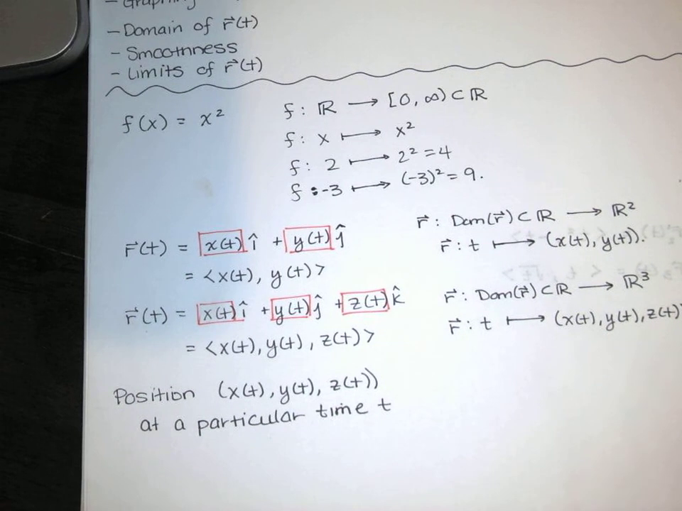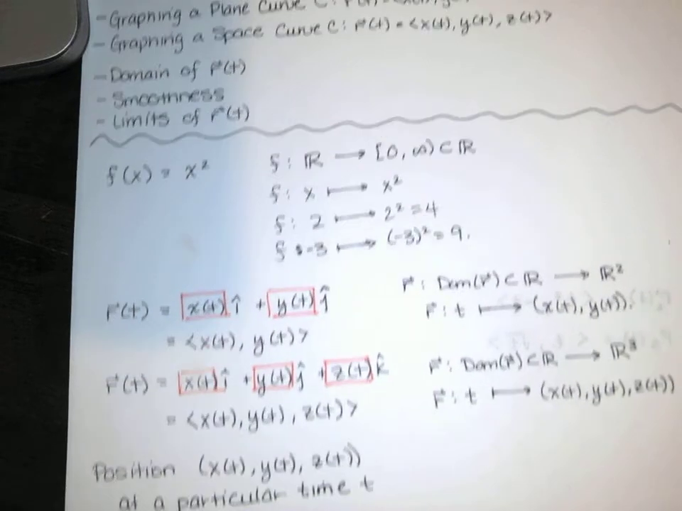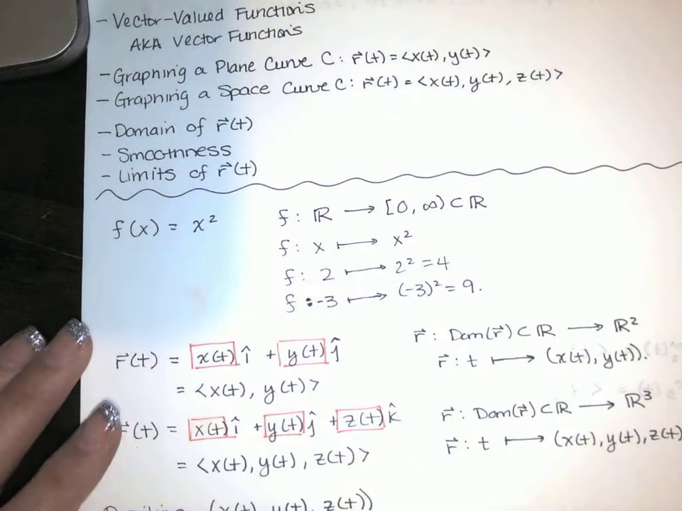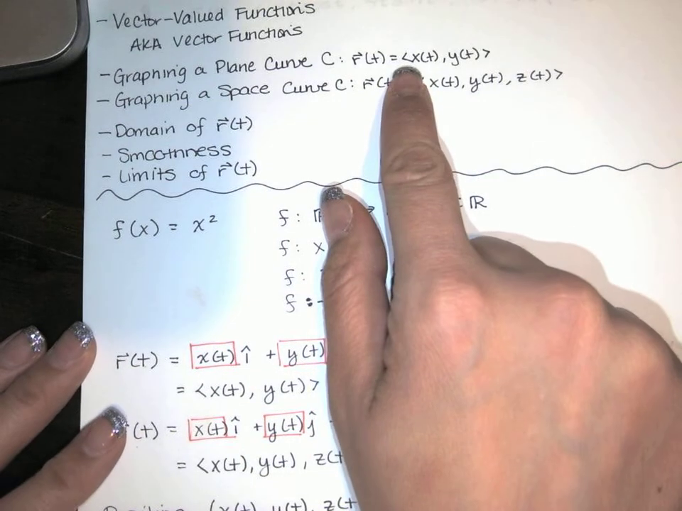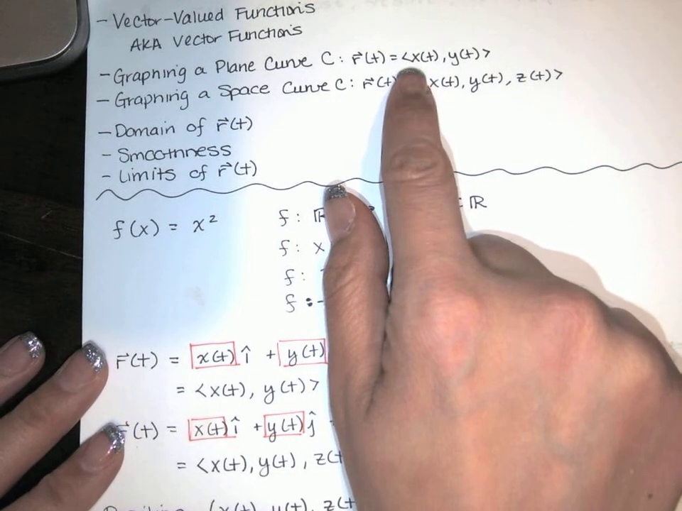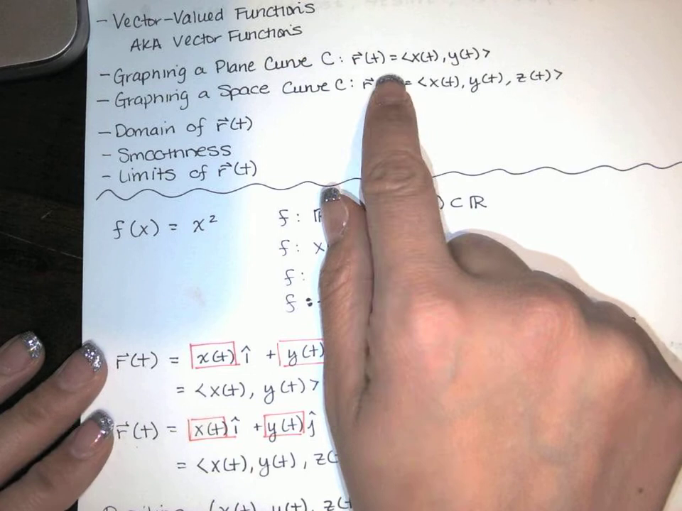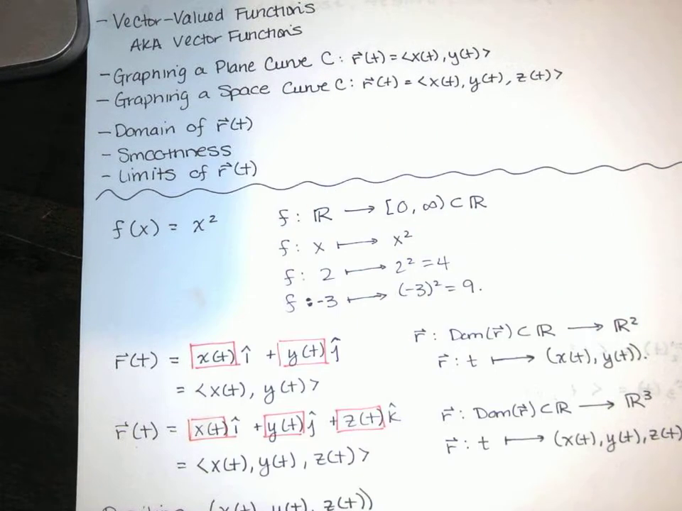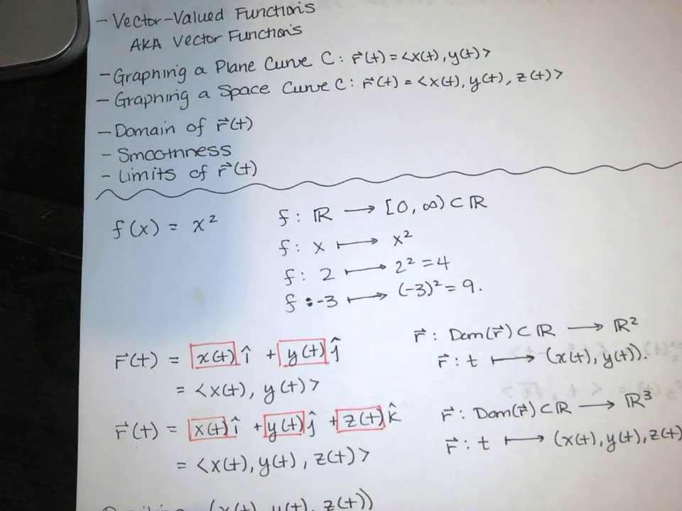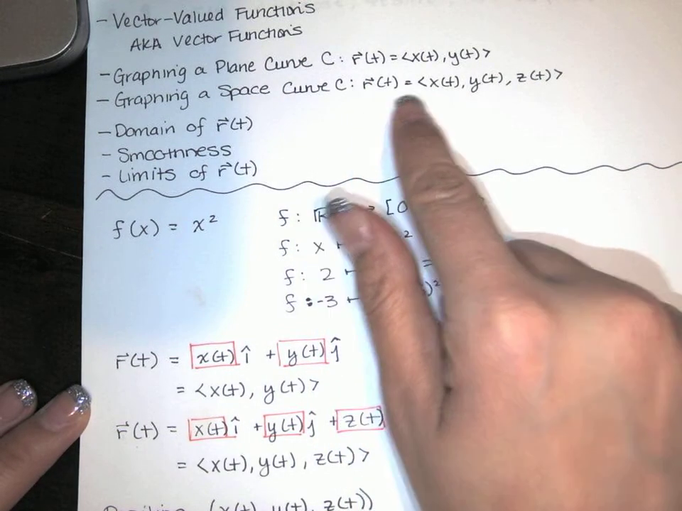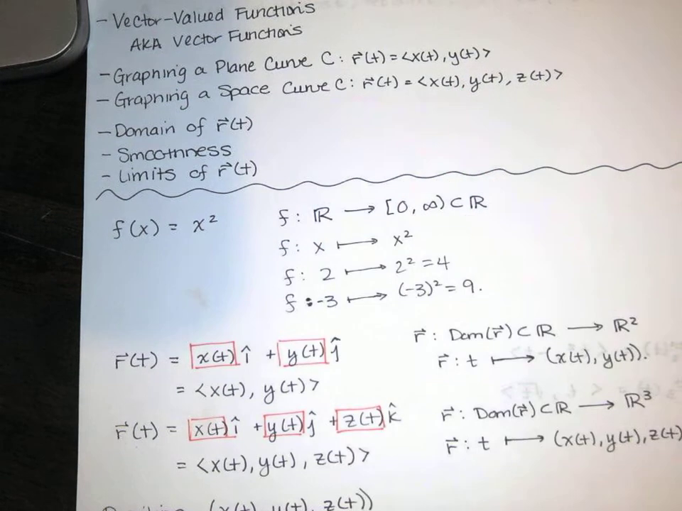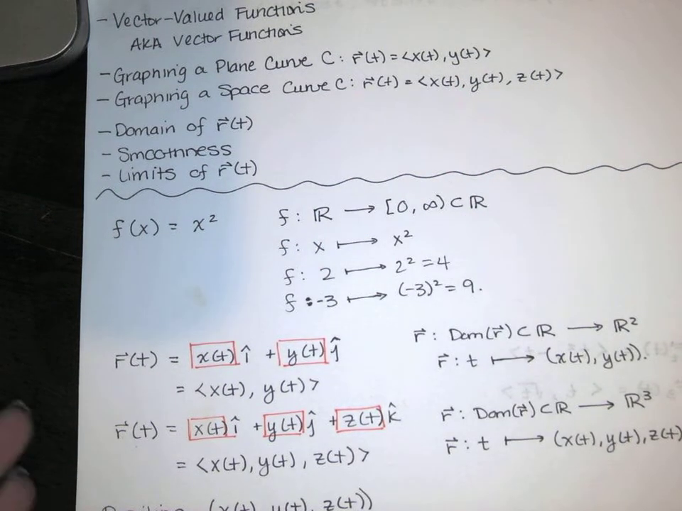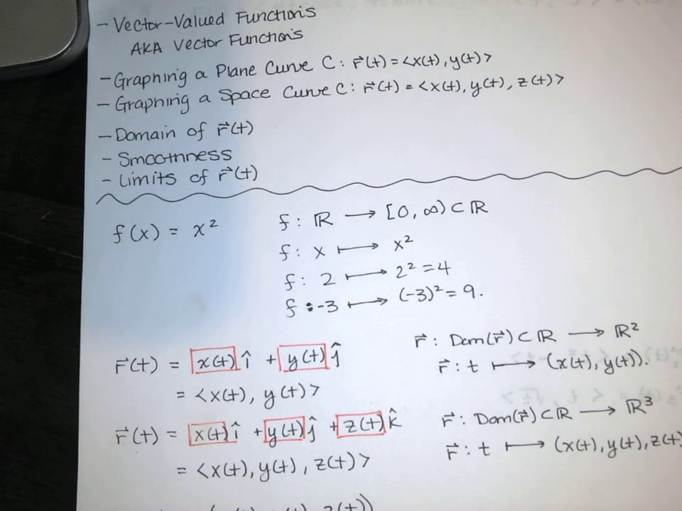So let me give you an example. And in our examples, we're going to start graphing some curves in the plane and in space. If r of t is a vector valued function with two components, x of t and y of t, this is going to give us what's called a plane curve because it lives in two-dimensional space. Or if r of t has components x of t, y of t, and z of t, it's giving us a space curve because it lives in three-dimensional space. So let's look at a couple of very simple examples.